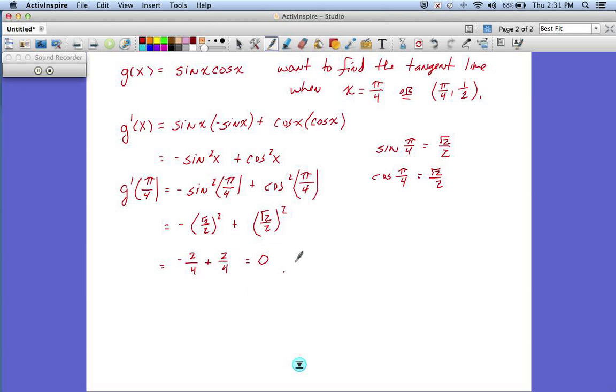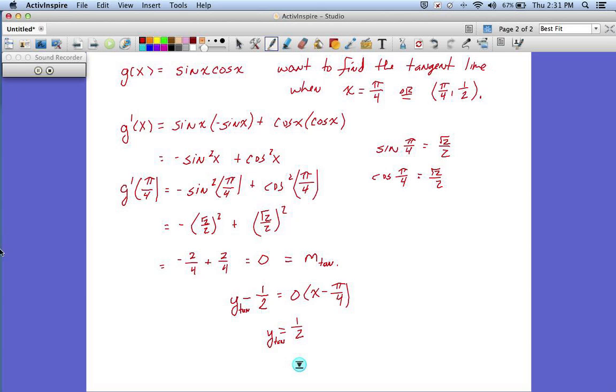So my equation now, and recall, that is the slope of my tangent line. So I have y minus 1/2 equals 0 times x minus pi over 4. I simply have y equals 1/2. That's the equation of my tangent line, and I got a little distracted there. Should have put my notation for tangent line.